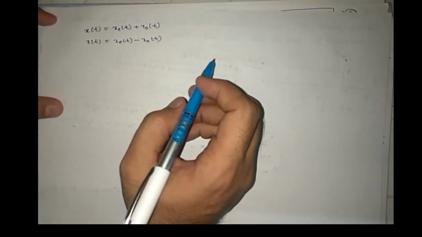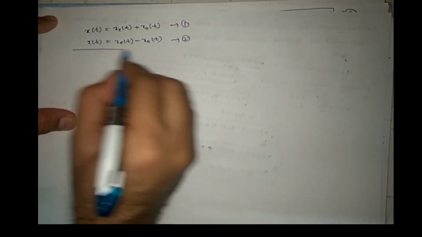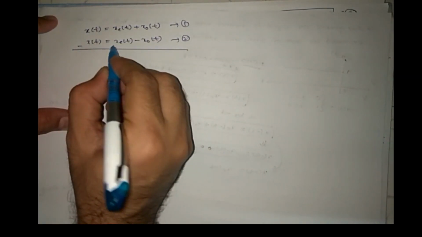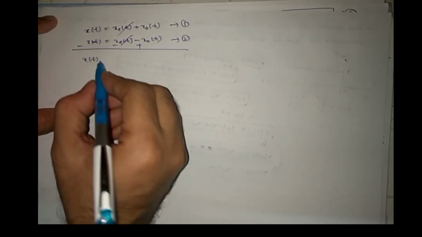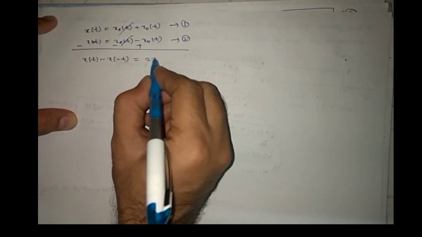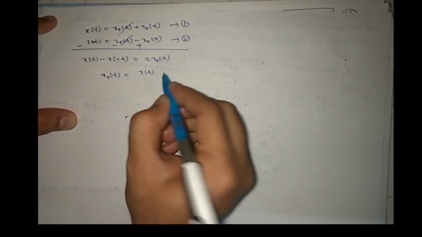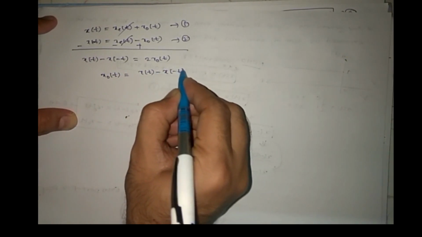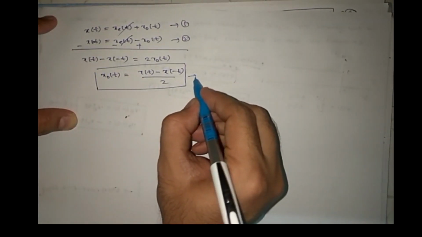Now if you want the odd part of the signal, I am solving the same equation number 1 and equation number 2. I am subtracting these two equations, so the even part will get cancelled out. x of t minus x of minus t equals 2 x odd of t, right? So x odd of t equals x of t minus x of minus t by 2. From this we get the odd part of the signal.